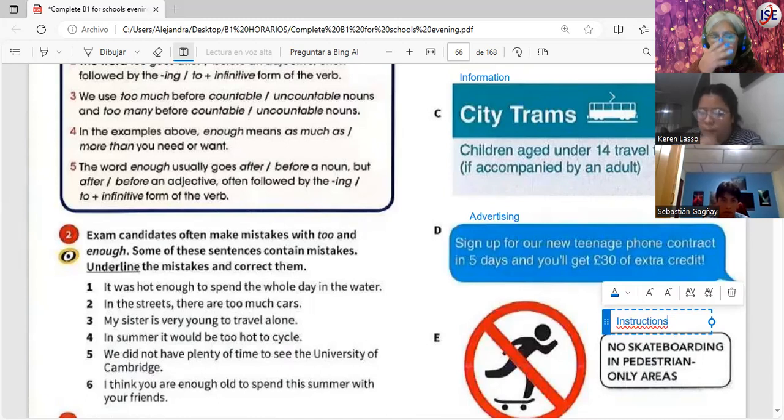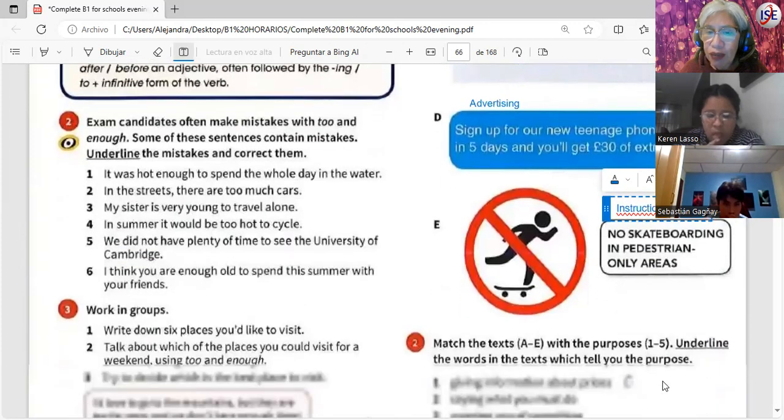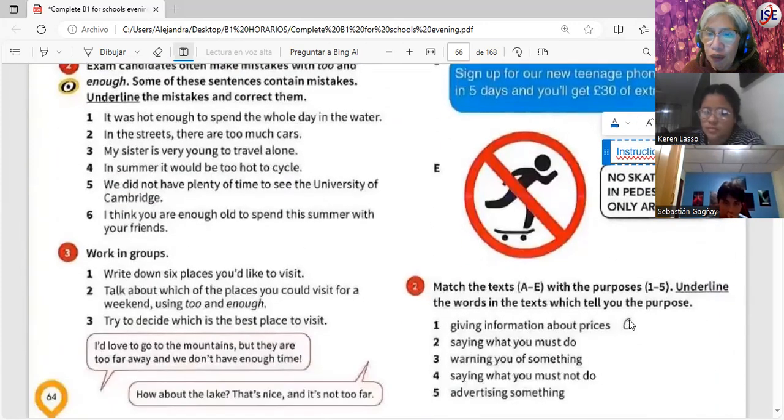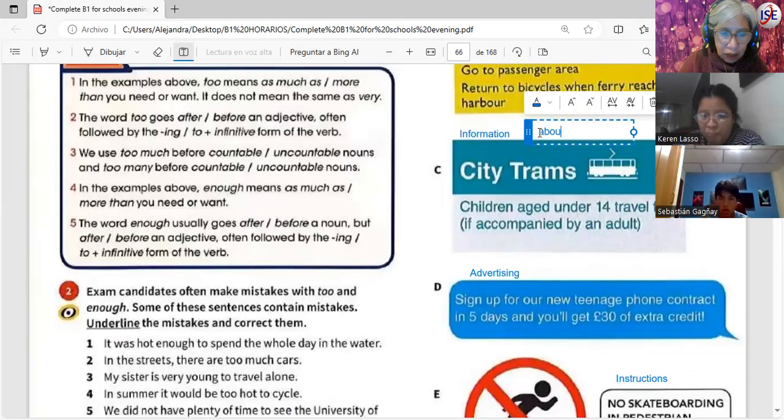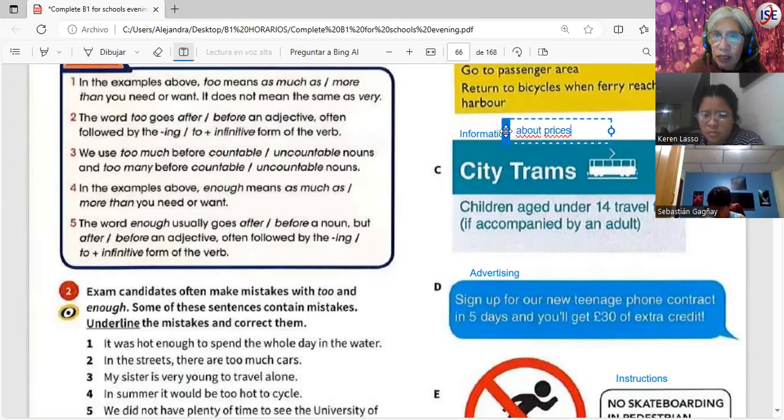Now that we have identified what kind of reading each one is, that is the first step, we have the meaning. Giving information about prices, okay? Letter C. This is giving information about prices. Okay? Information about prices. Because they say children aged 1 to 14 travel free.